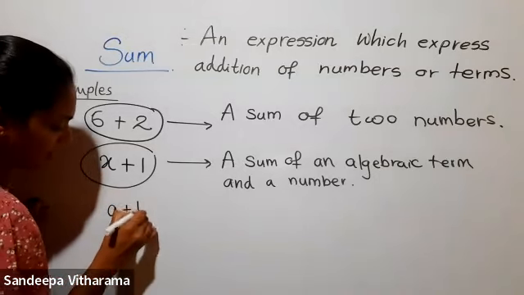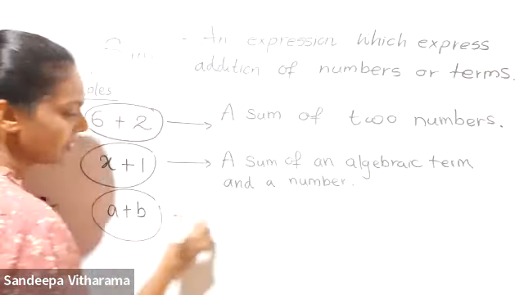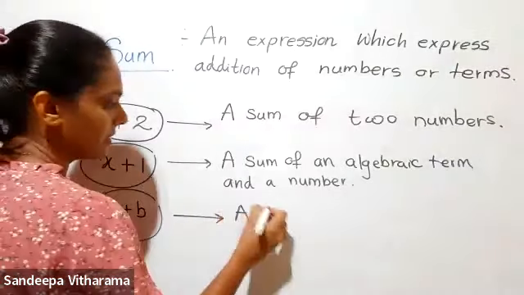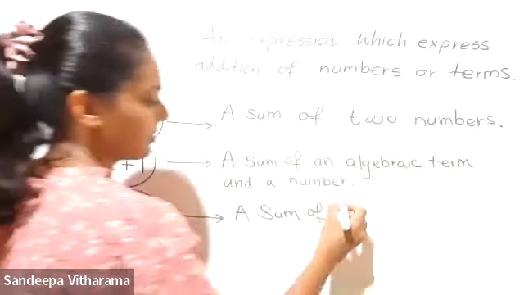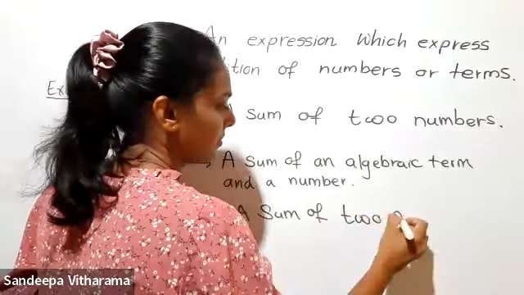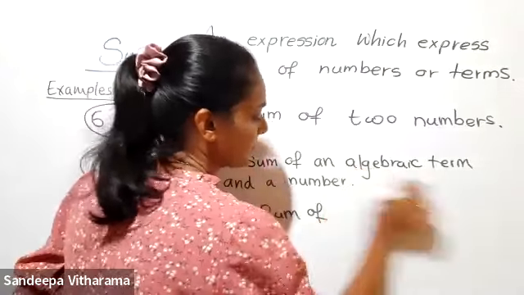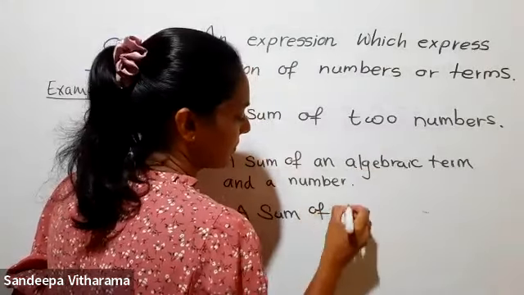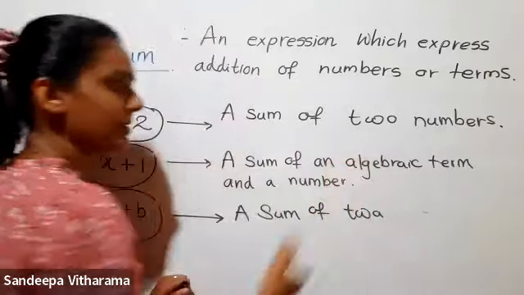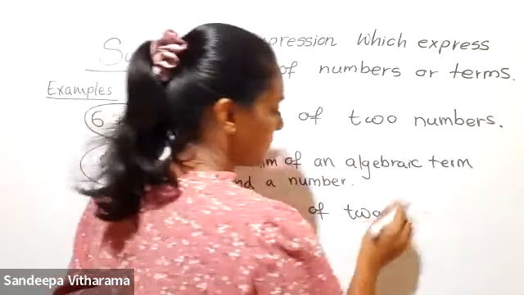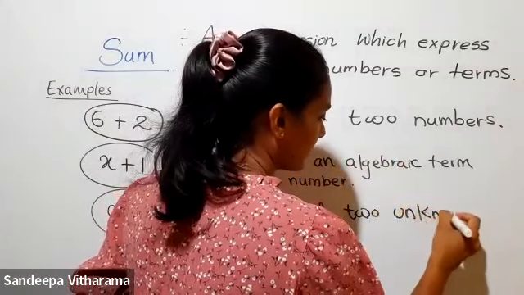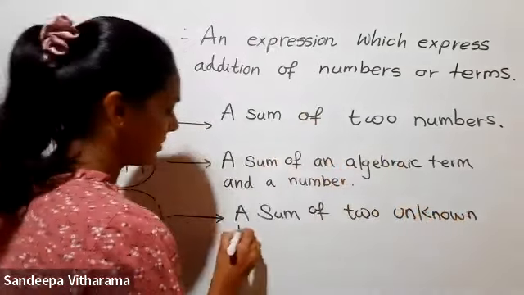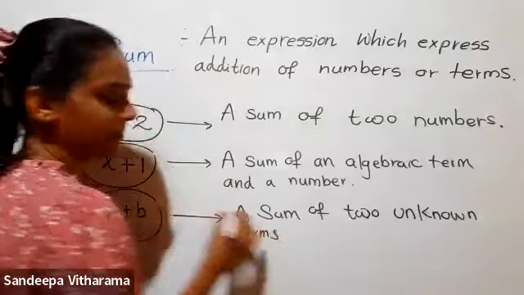Next I will take A is added to B. This we call a sum of two algebraic terms. So I can say a sum of two unknown terms. This is also correct. Doesn't matter.